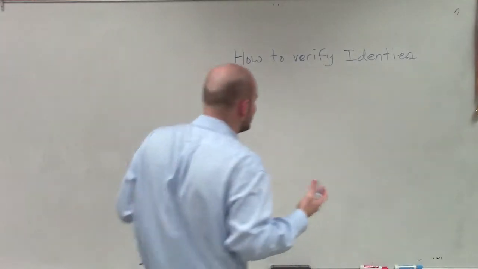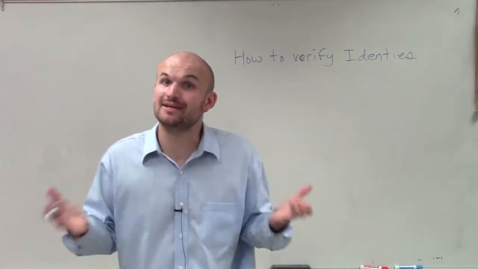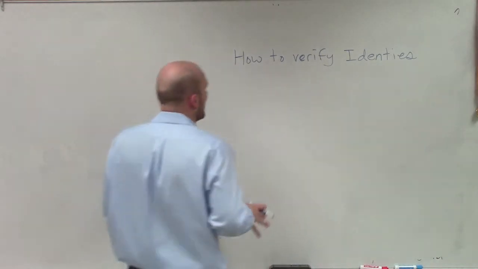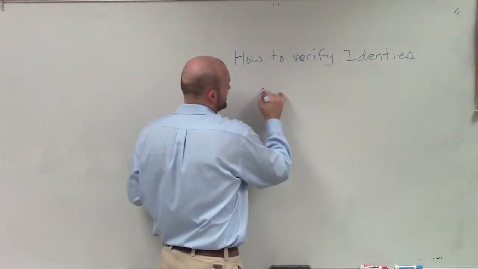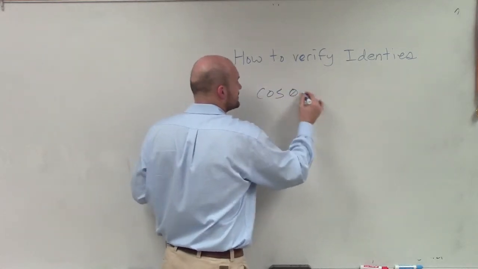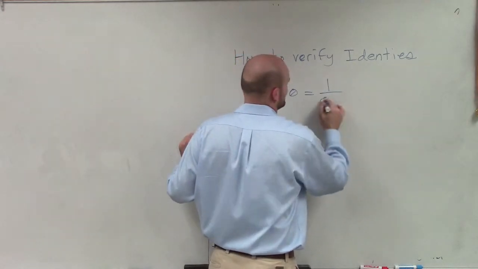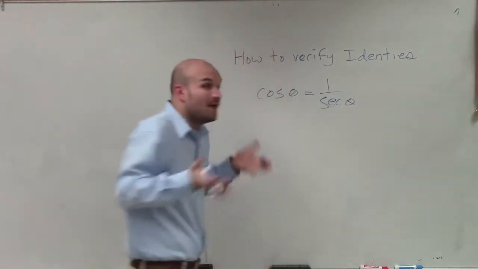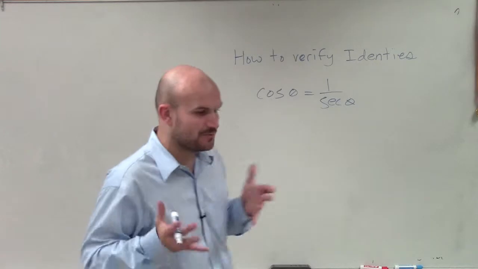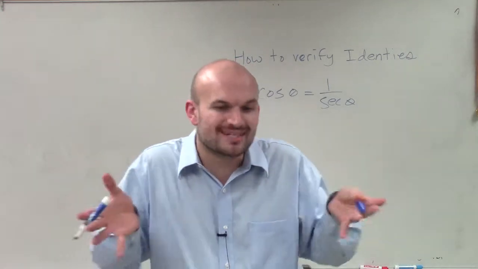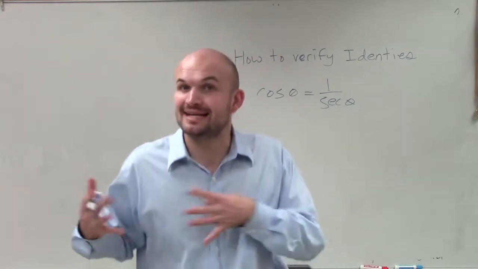Now remember, identities is when we have an equation where both sides are set equal to each other no matter the value of our variable. For instance, if I have, let's say, cosine of theta is equal to 1 over secant of theta, no matter what value we have for theta. So when we're verifying identities, what we want to do is work down our equation so that we can say that both sides are set equal to each other.